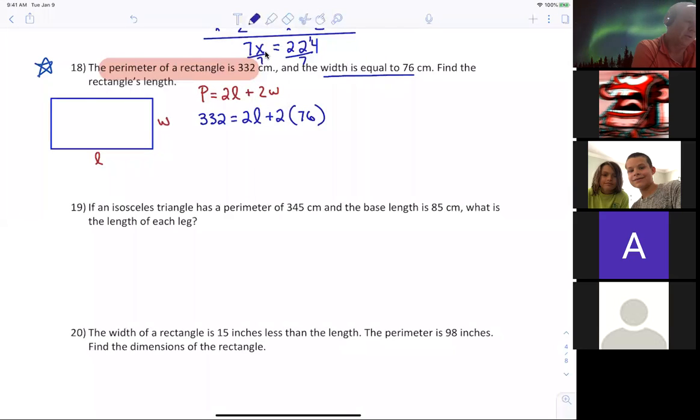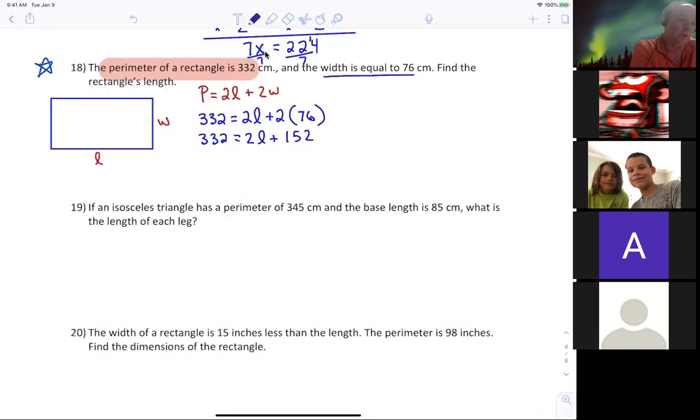We say 332 is equal to 2L plus 2 times 76. 2 times 70 is 140. 2 times 6 is 12. 140 plus 12, 152. Anybody have issues with that?